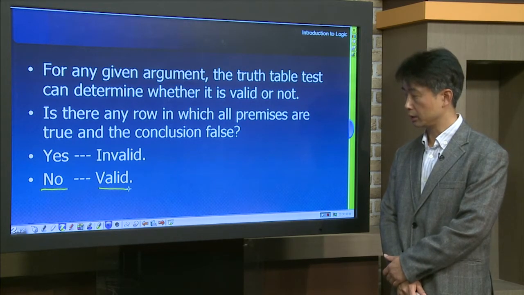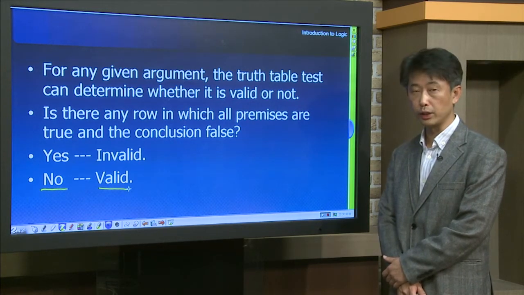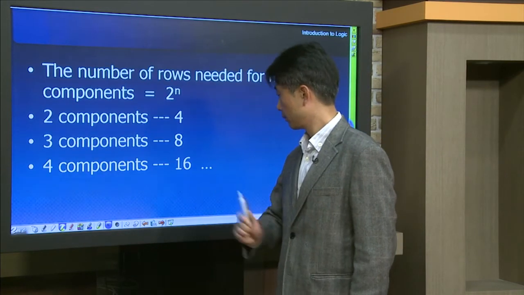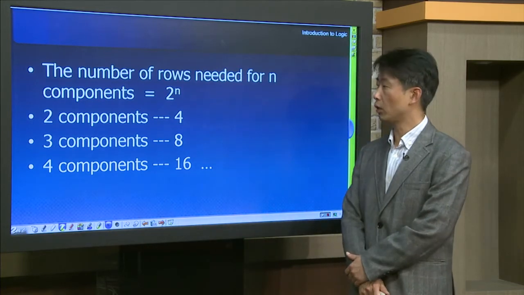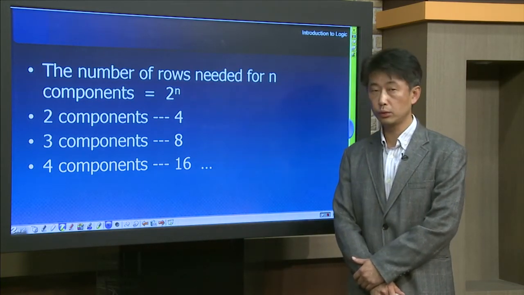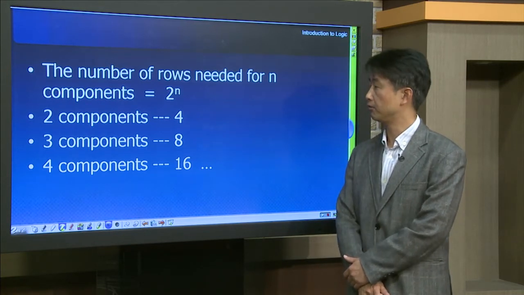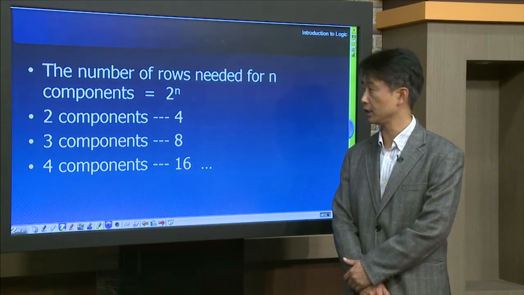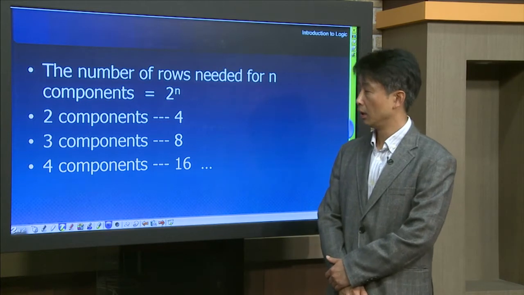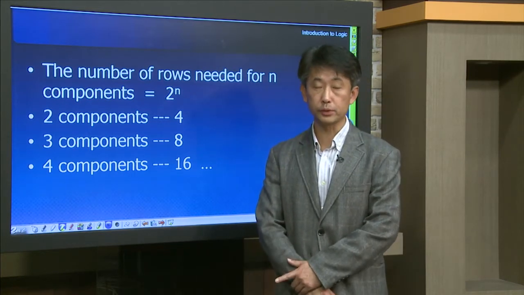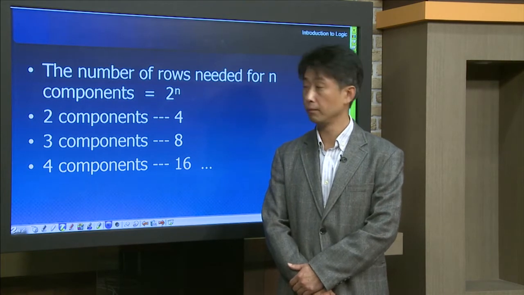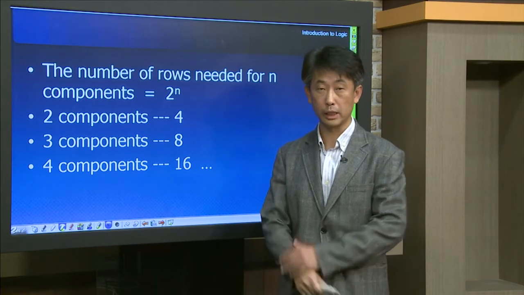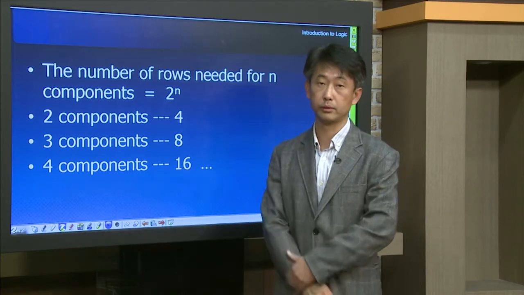That's how we determine the validity of an argument by using the truth table method. Now, in general, the number of rows that you need to complete for an argument with n component sentences is 2 to the power of n. So when you have 2 component simple sentences in an argument, 2 to the power of 2 equals 4. You need only 4 rows. That's what we did for the previous example.